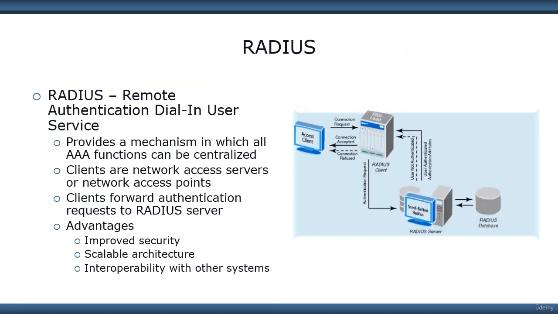A protocol that's been common for 20 to 25 years, which we mentioned in the wireless section, is RADIUS, Remote Authentication Dial-In User Service. This provides a mechanism in which all AAA functions can be centralized. So in a VPN scenario, the client is the actual remote access server, and the remote access server then forwards the connection attempt using RADIUS to a central device. It improves security, it provides a scalable architecture, and it provides interoperability with other systems.